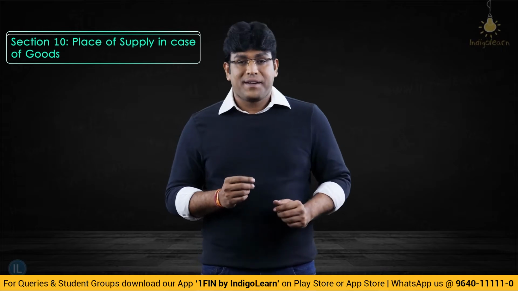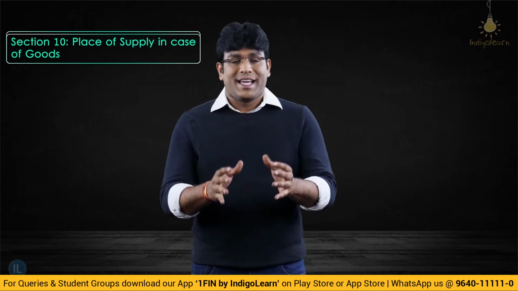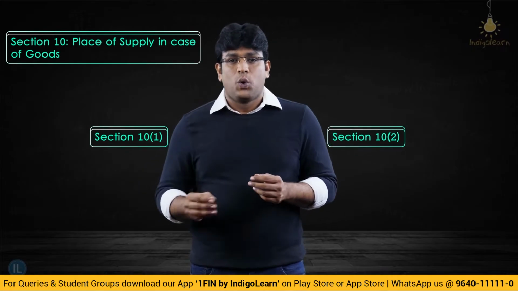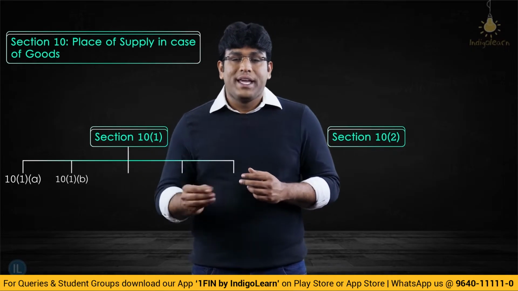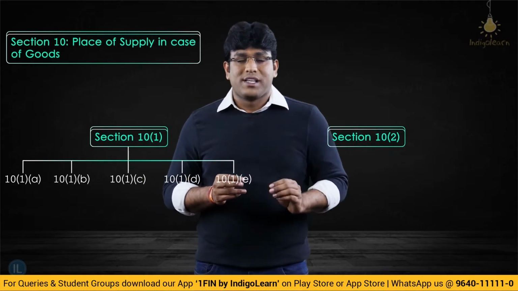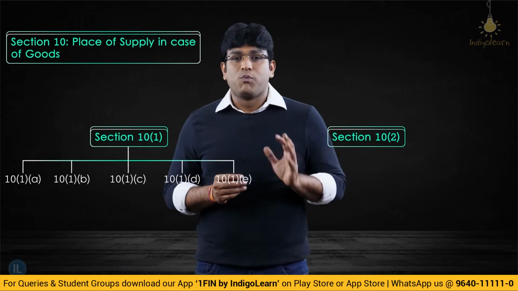So friends, now let's look at section 10 of IGST Act. And as we discussed already, section 10 deals with place of supply in case of goods. Now listen, section 10 is divided into 10.1 and 10.2. And 10.1 is further divided into 10.1a, 10.1b, 10.1c, 10.1d and 10.1e. There are 5 clauses in section 10 subsection 1.